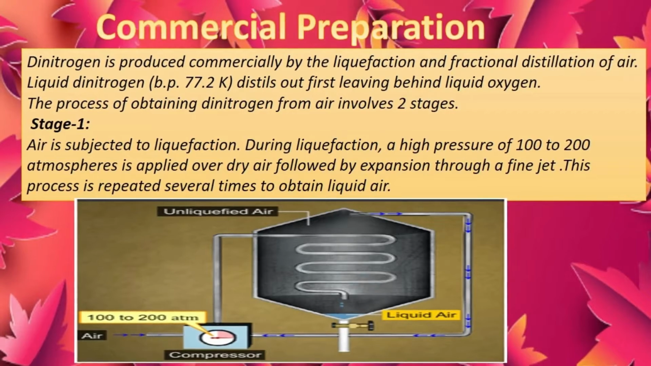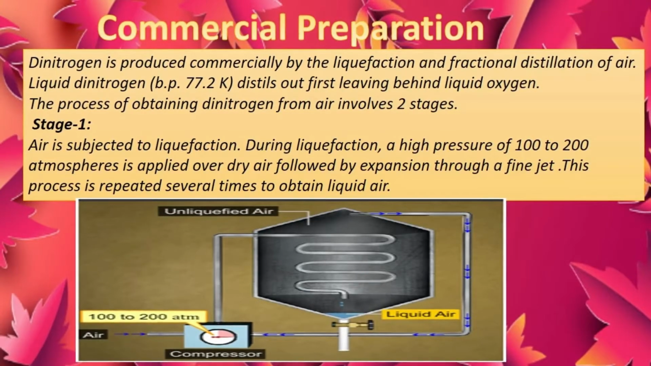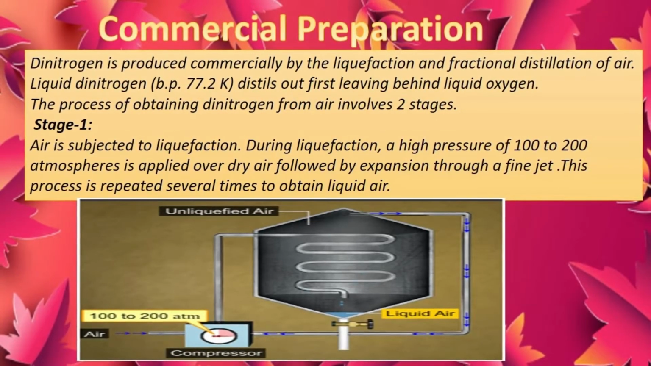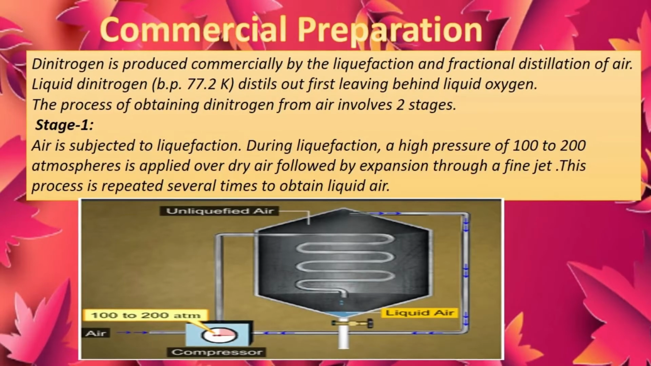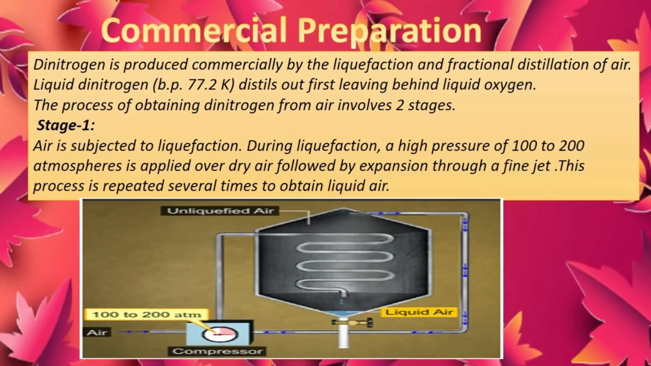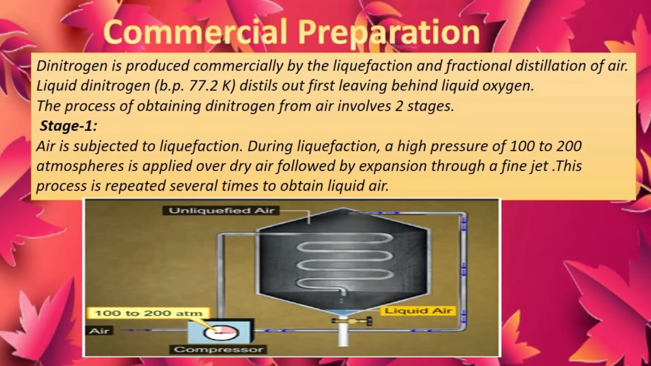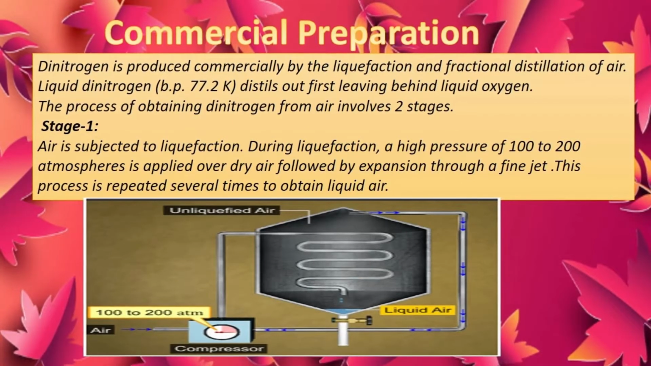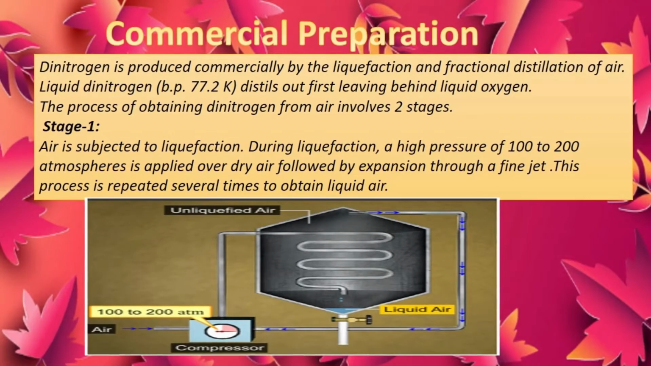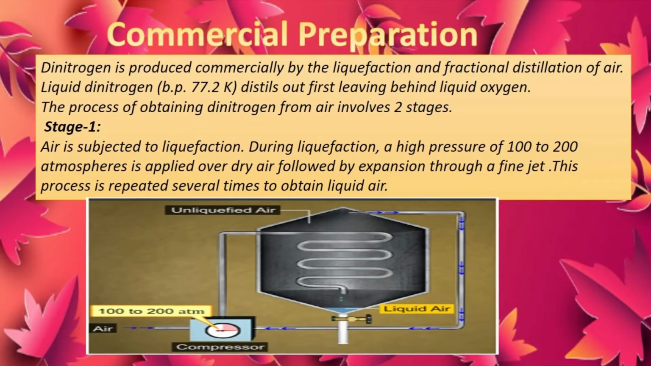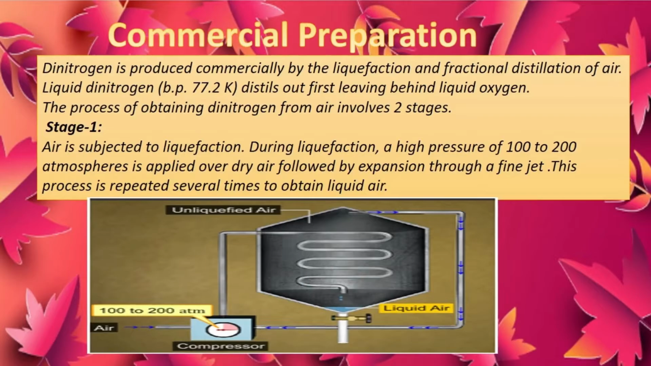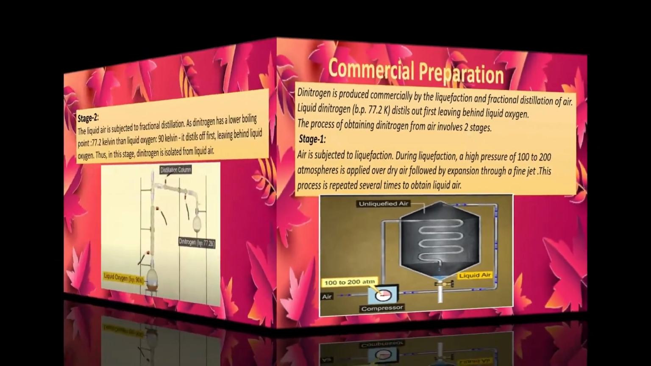In the first stage, air is subjected to liquefaction. During liquefaction, a high pressure of 100 to 200 atmospheres is applied over dry air. Then it is allowed to expand through a fine jet. This process is repeated several times to obtain liquid air.